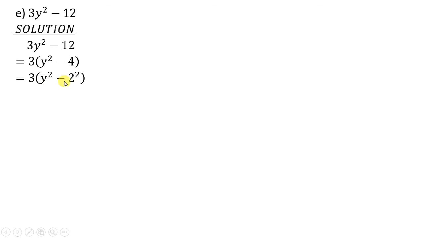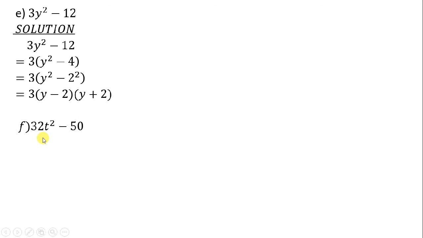From here, we have a difference of 2 squares. We are going to factorize it by getting the difference of the bases times the sum of the bases. So our answer will be 3, open your brackets, y minus 2, close your brackets, open your brackets, y plus 2, close your brackets. As simple as that. We continue.